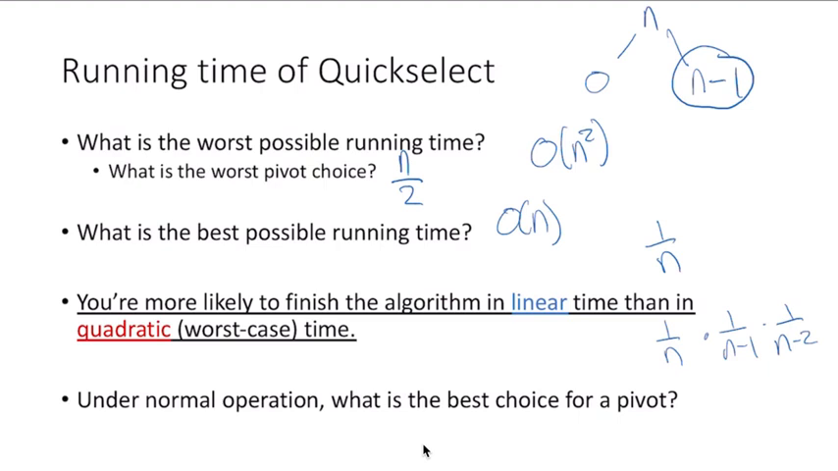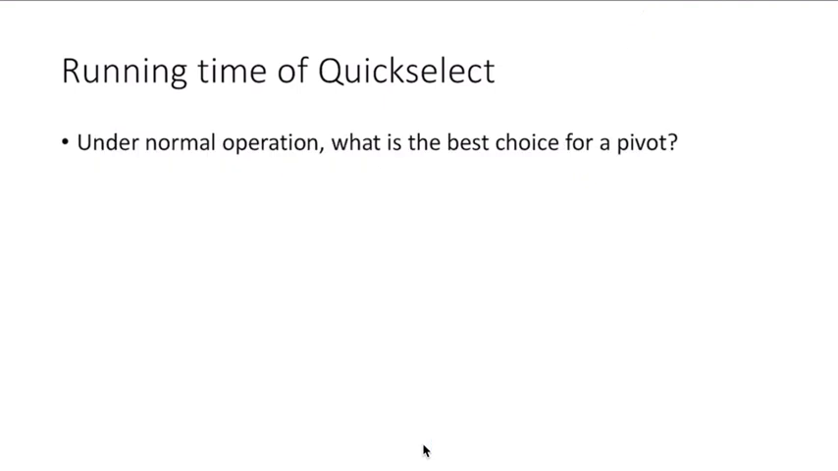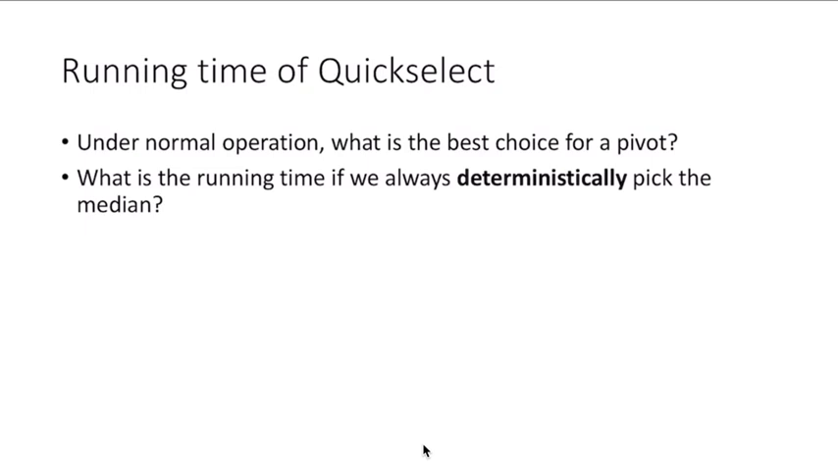So under normal circumstances, what do you expect to be the best possible choice for the pivot? Well, let's say it's for any general ith order statistic. Your best possible pivot element is again going to be cutting the array in half. So it's going to be your median value. All right, so we know that we're looking for the median value. And what would the running time be if we always deterministically pick the median? Well, this is kind of a trick question. How would I compute the median?